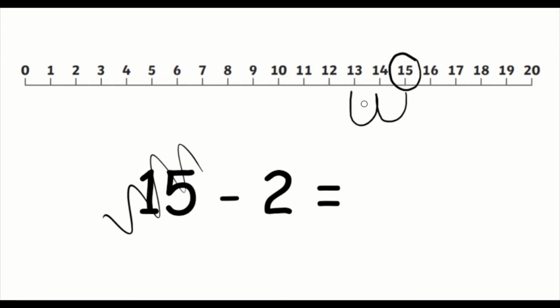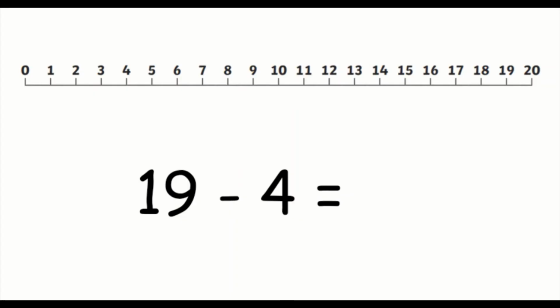I jumped towards the smaller numbers, and my jumps were also underneath the number line, which is what you need to do with subtraction. What number did I land on? Yes, it's 13. So 15 subtract 2 is equal to 13. Did you get it right?